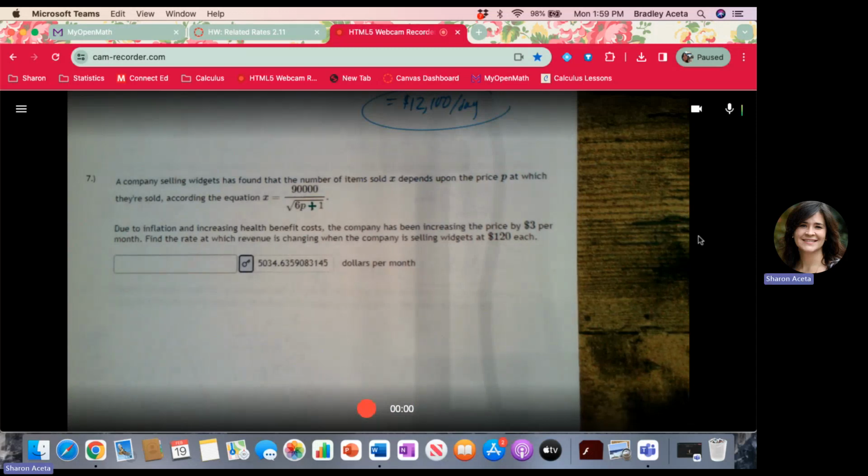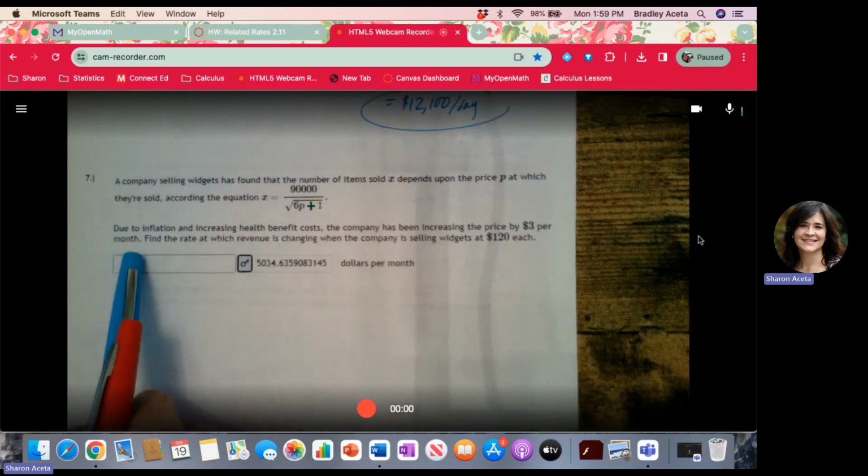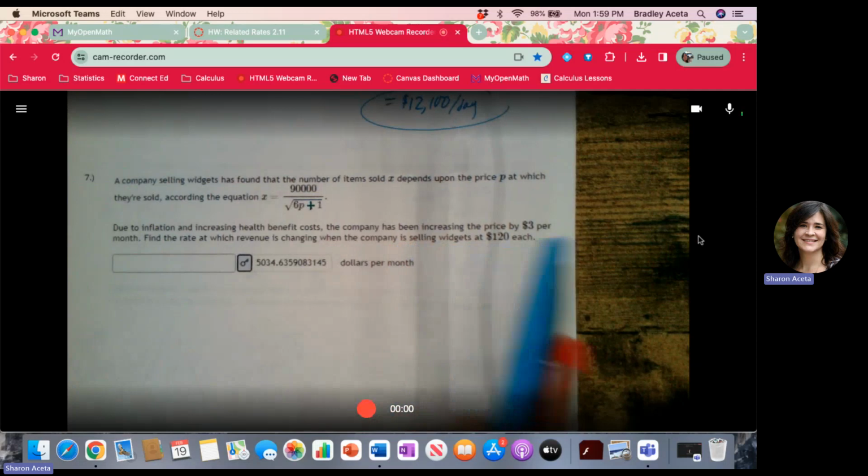A company selling widgets has found that the number of items sold X depends upon the price P at which they're sold, according to the equation X equals 90,000 over the square root of 6P plus 1. Due to inflation and increasing health benefit costs, the company has been increasing the price by $3 per month. Find the rate at which the revenue is changing when the company is selling widgets at $120 each.